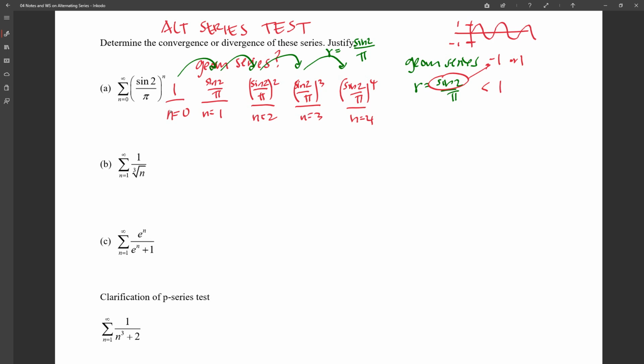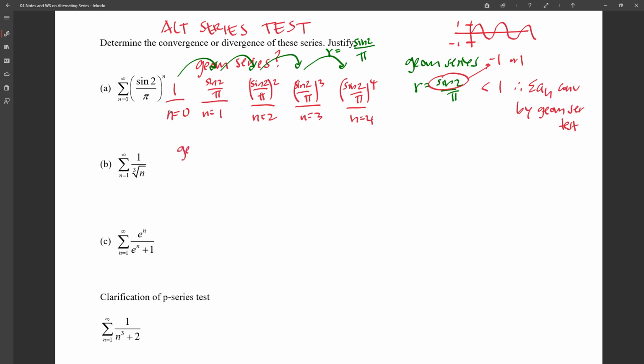And since it's less than 1, then I know that this series converges by geometric series test. All right, let's look at this series right here. Does this series converge or diverge?